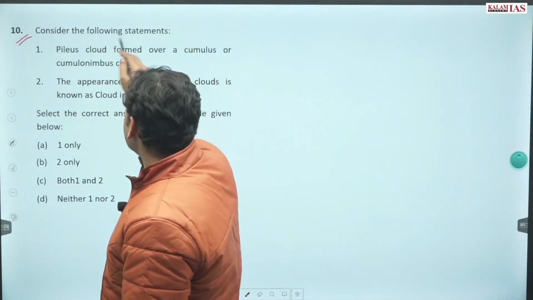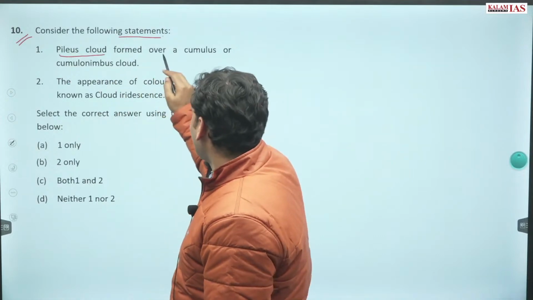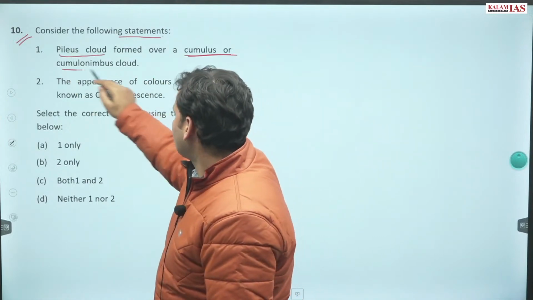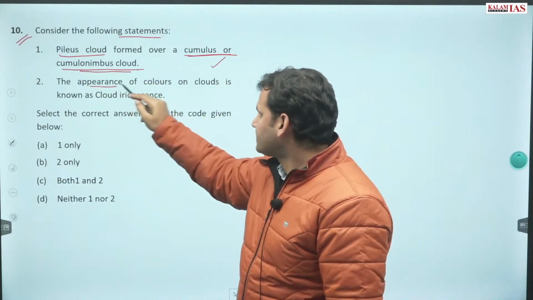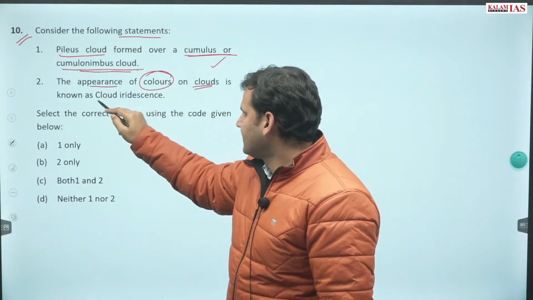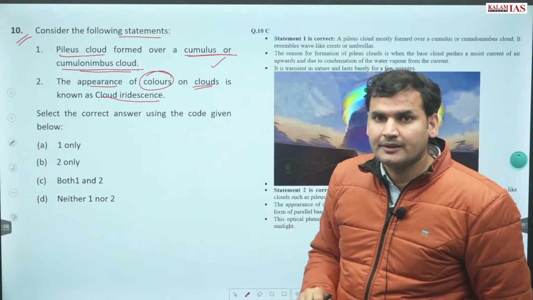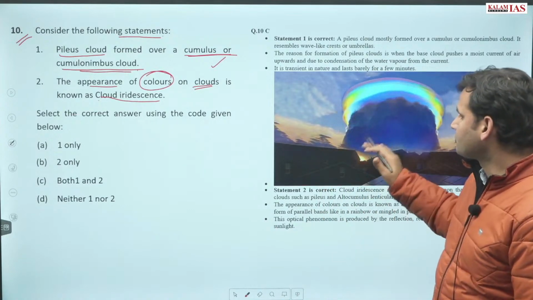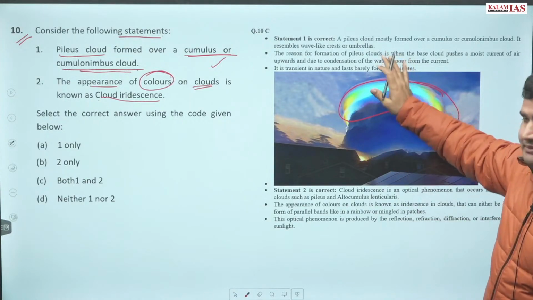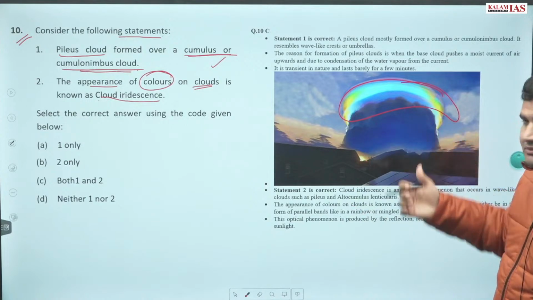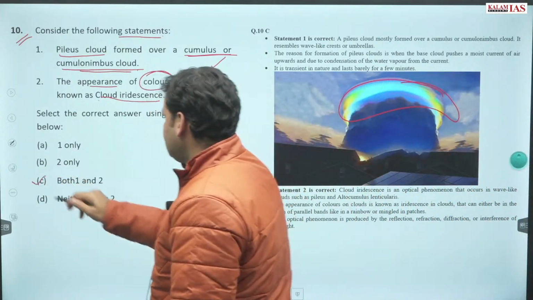Question number 10. Consider the following statements. This is related to clouds. Helios cloud is formed over cumulus or cumulonimbus clouds. Yes, this is true. The appearance of colors on clouds is known as cloud iridescence. This statement is also true, and this was seen in China. So both of the statements given over here are correct, but this is basically transient in nature. You will not get to see this for very long. It lasts only for a few minutes. The correct answer is option C. Both of them are correct.